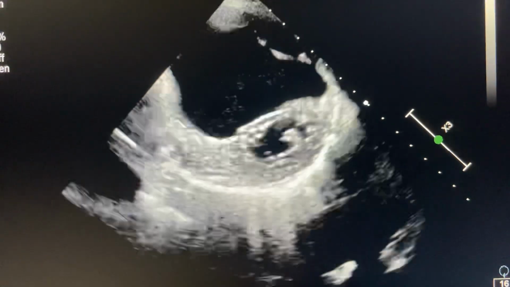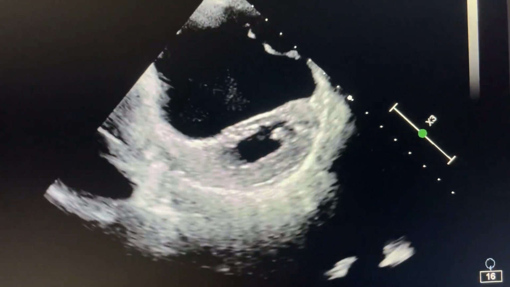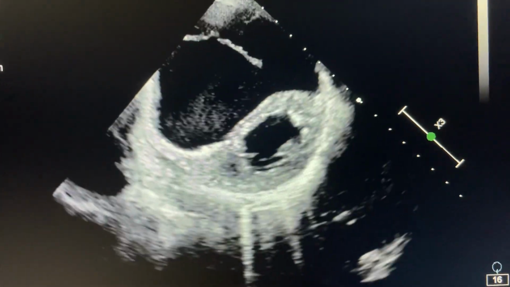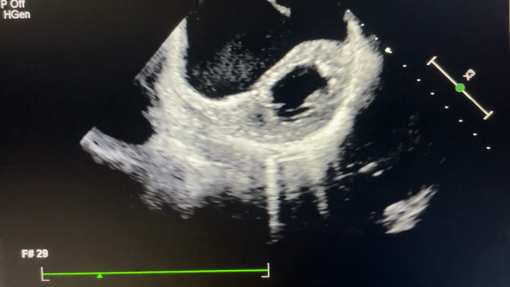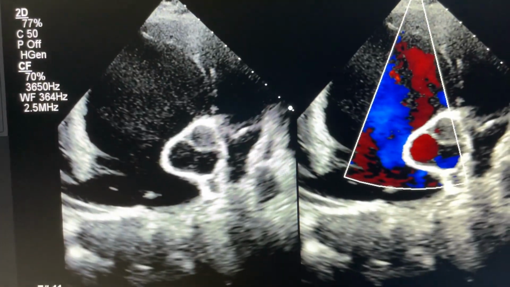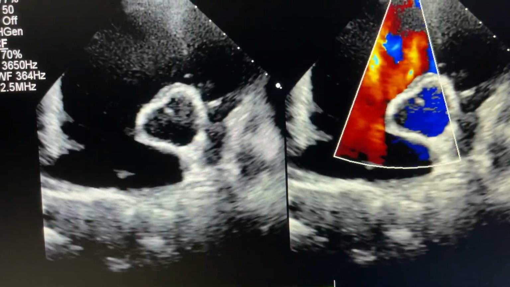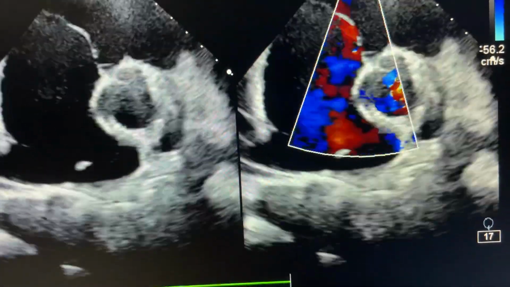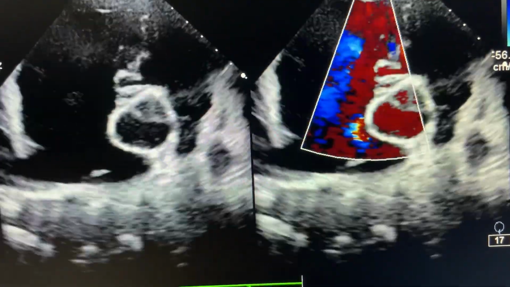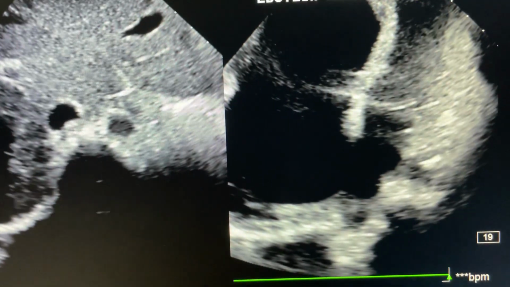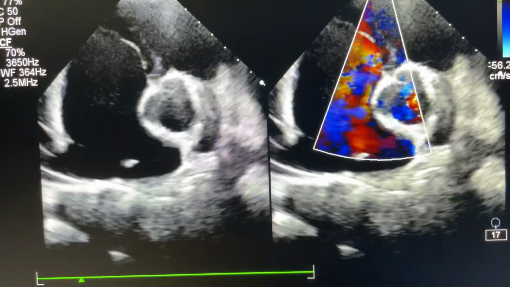You can see the LV is D-shaped. You can see TR jet. So this is the case of Ebstein's anomaly.